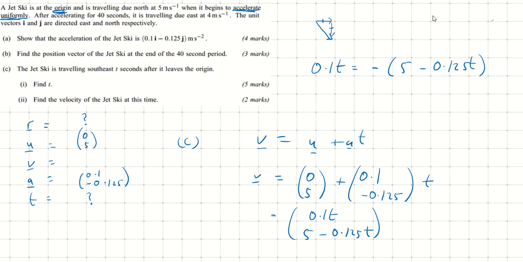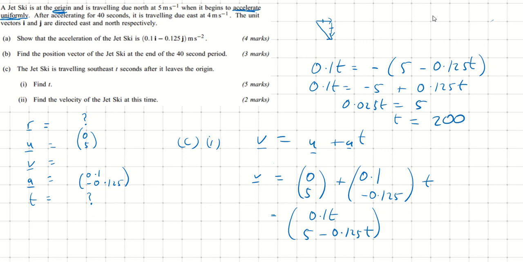Let's rearrange this and solve for t. I get 0.1t is minus 5 plus 0.125t. That gives 0.025t equals 5, so t equals 200. So that's how I've worked out t in C part 1.